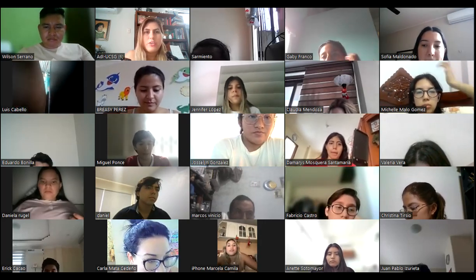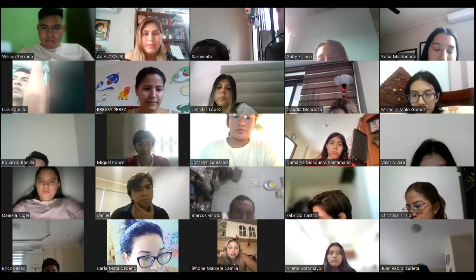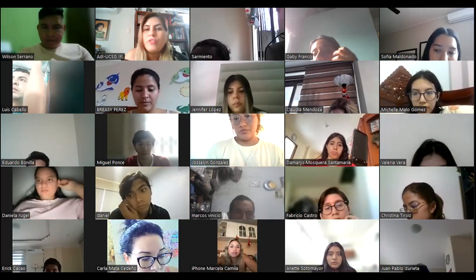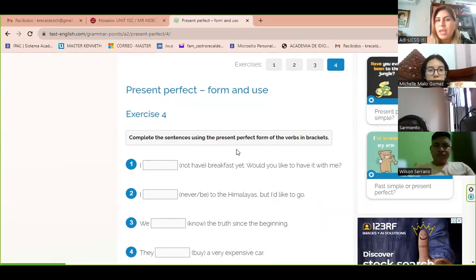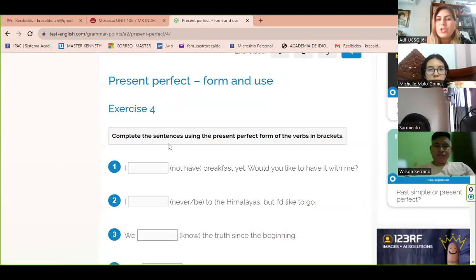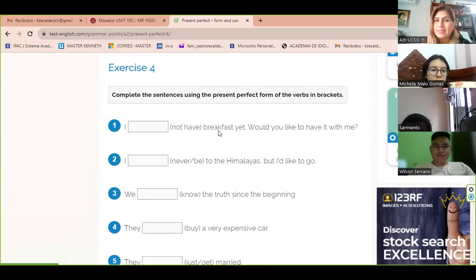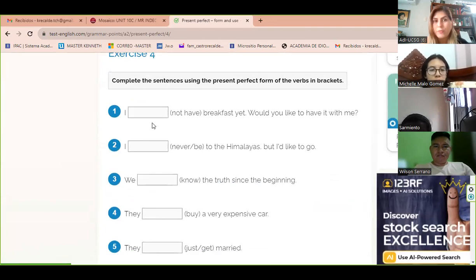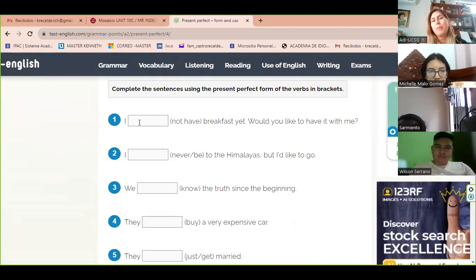Okay, I'm going to send you the link. This is the page. You have to complete it. Enter and do the first exercise. Let me explain what you are going to do. You enter this page and it says complete the sentences using the present perfect form of the verbs in brackets. So these verbs that are here, you need to put in present perfect. There are 10 sentences, 1 point each one. For example, the first one.